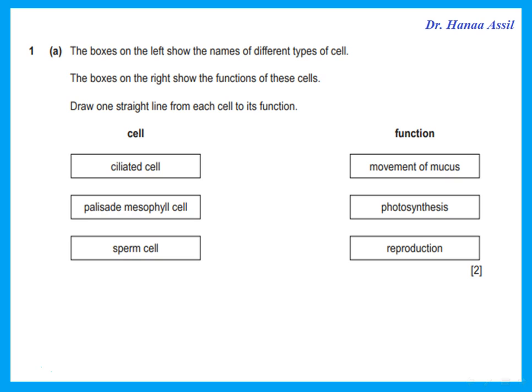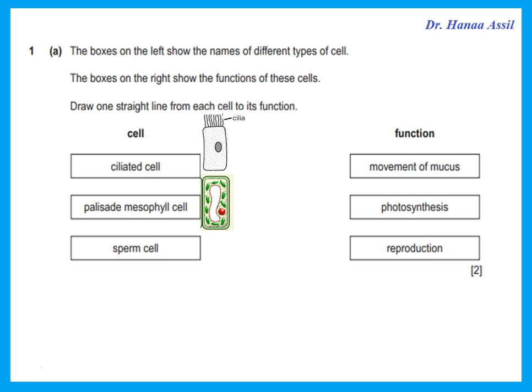Ciliated cells. Do you remember which one was ciliated cell? That was the cells that have cilia that are present in the respiratory system. And what was their function? Movement of mucus. What about the palisade cell?